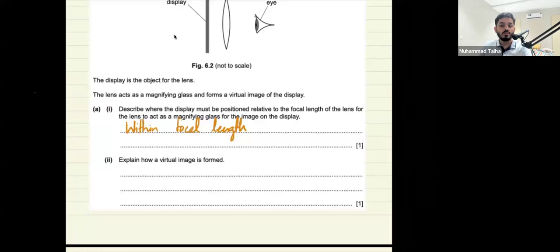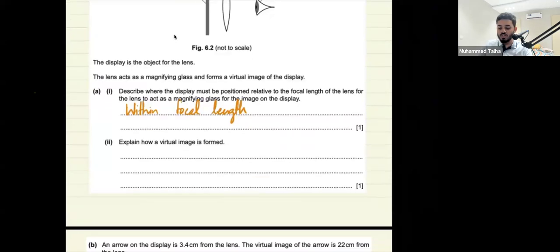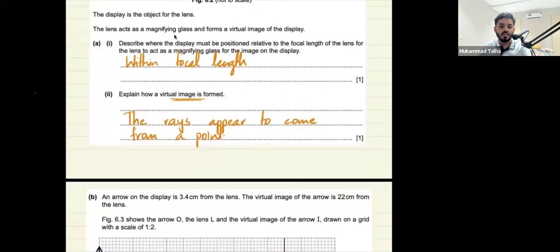Explain how a virtual image is formed. Again, this is also a question which has been asked somewhat recently. And you just say this, that the rays just appear to come from a point. So it's not a real image, can't be captured on a screen. The rays just appear to come from a point, but it's not actually coming from there.